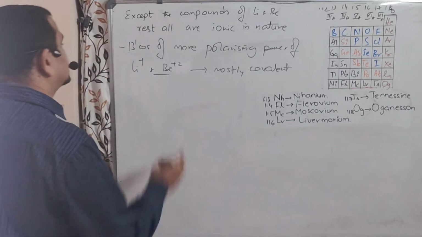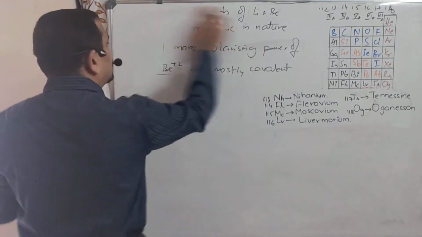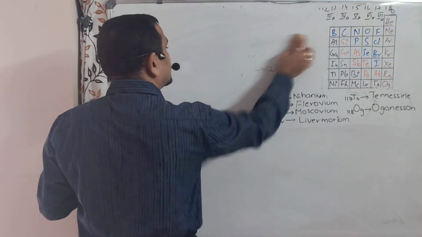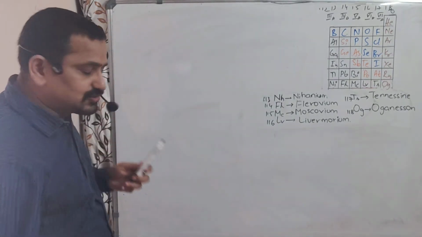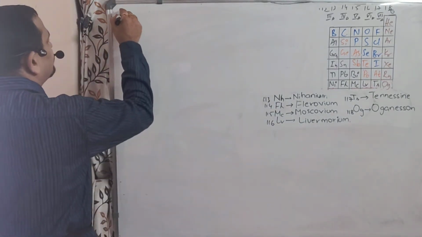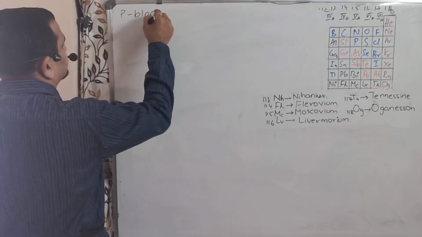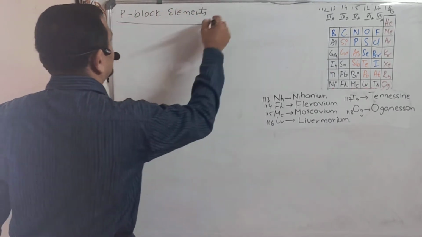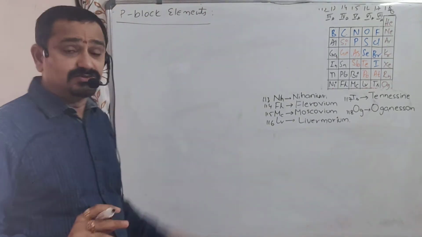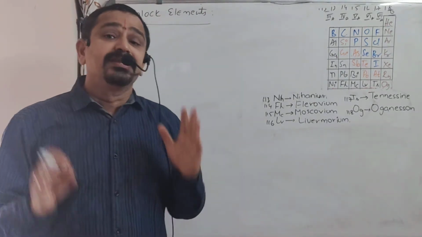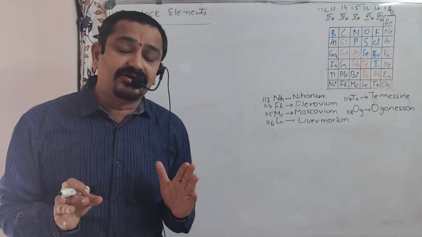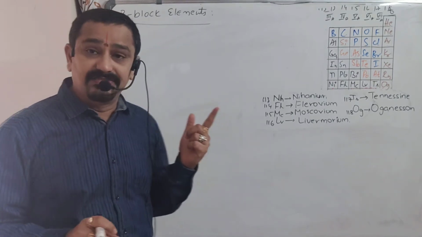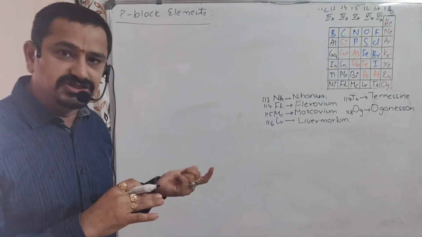Now, when it comes to the next block elements, we already studied the S block elements, right? And the next block is the P block elements. So from the S block elements observation, we can easily define P block elements. What did we define for S block elements? Elements in which the differentiating electron enters the ns sublevel, meaning the s sublevel of the outermost shell, right?